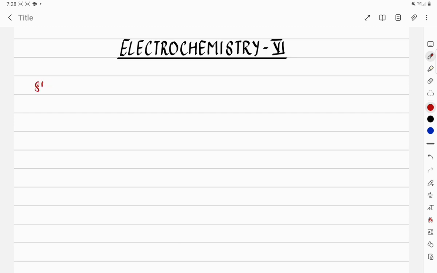So firstly, strong electrolytes. What are strong electrolytes? Those electrolytes which completely dissociate are called strong electrolytes. So these are the ones which undergo complete dissociation. And what are the examples for strong electrolytes? Strong acids, strong bases, and the salts formed by strong acid and strong base.